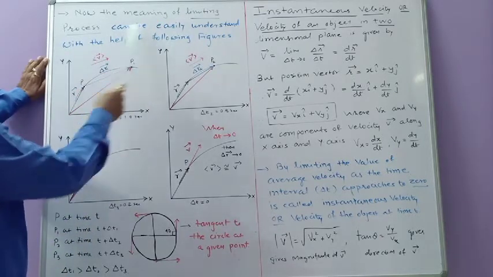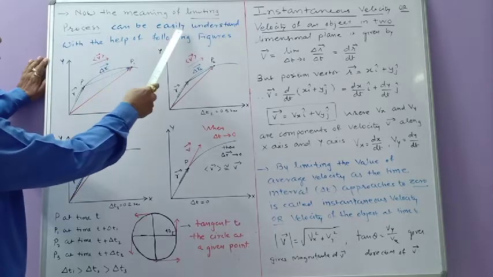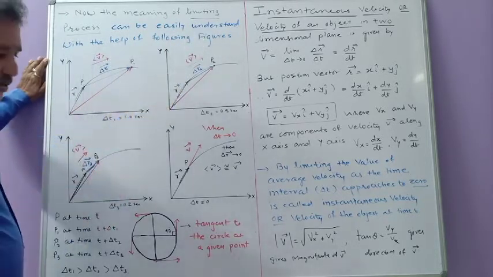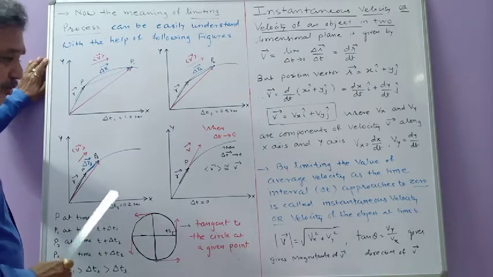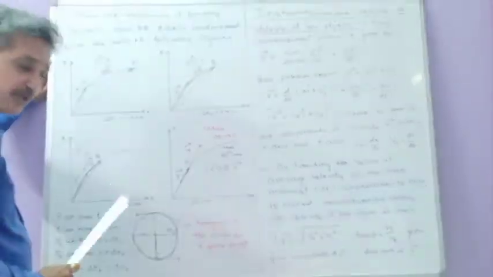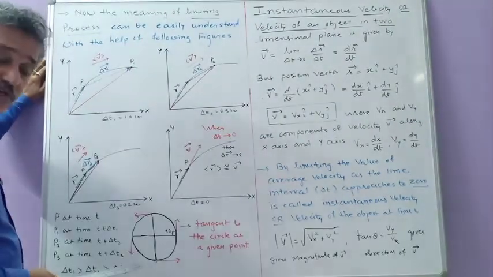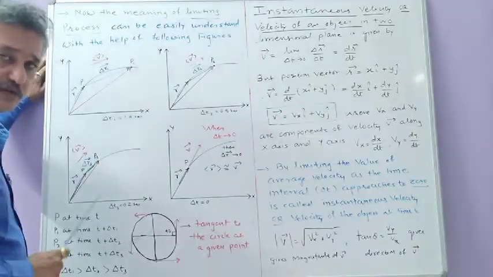The meaning of the limiting process can be easily understood with the help of the following graphs. Here from the graph you don't have to write anything, but you try to understand it. Before you try to understand the graph, you try to understand the meaning of the word tangent.